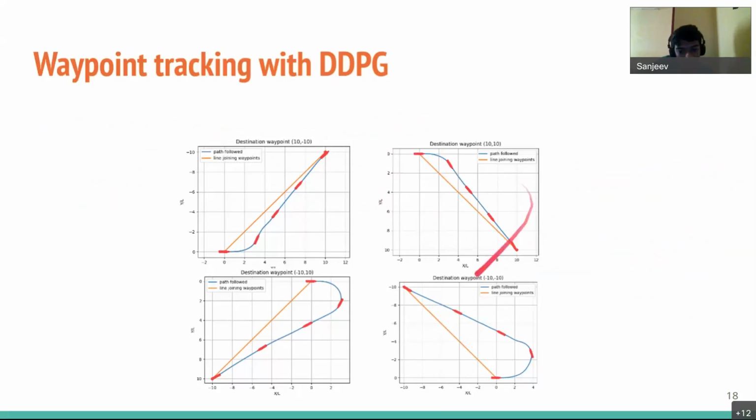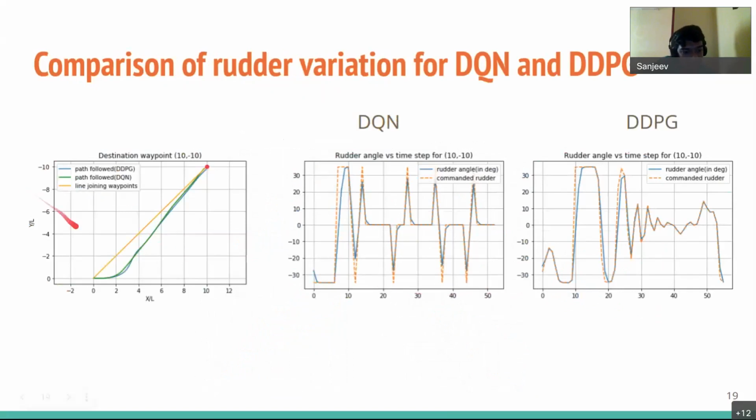So these are some results that we got with DDPG. As you can see in this left image, the path followed by the ship is roughly the same for DQN and DDPG, but for DQN, the action space is discrete, so you can see that the commanded rudder can be minus 35, 0, 35 degrees. So the rudder variation is pretty sharp, but in DDPG, it can take continuous action, so you can see that the rudder variation is smoother compared to this one. In practical scenarios, we would want the rudder variation to be smoother.